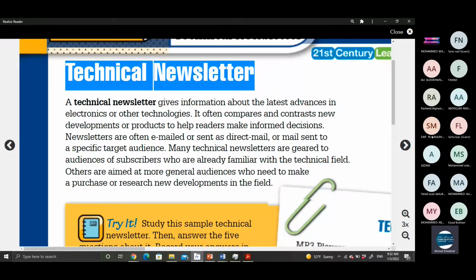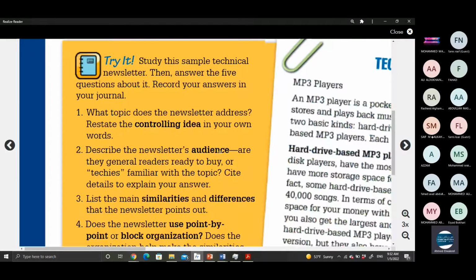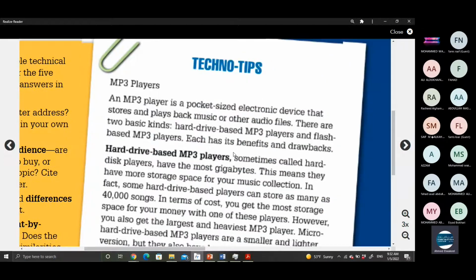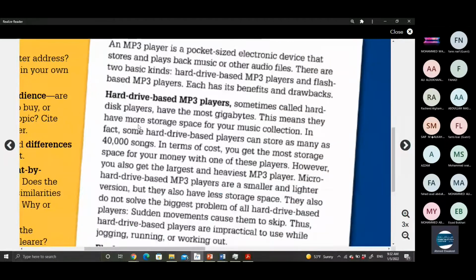And as an example, we're gonna speak about the MP3 player. MP3 player is a pocket size electronic device. This pocket size has two kinds, the drive based MP3 player and the flash based MP3 player. Let's speak about both of them.